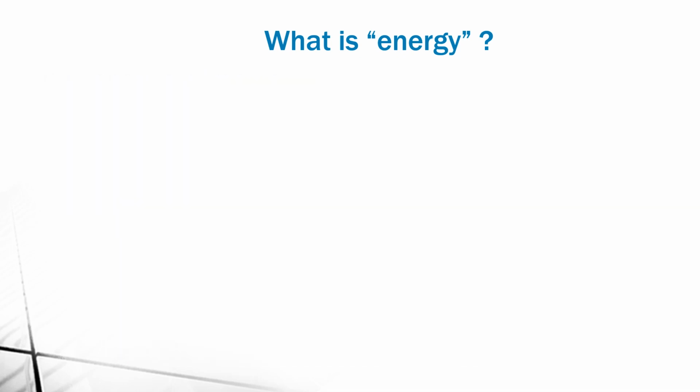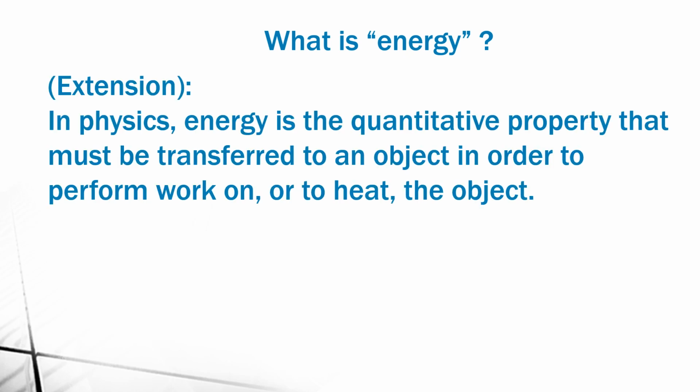When we come to scientists, what is meant by energy? Now, it's a very complicated explanation here. Of course, it's an extension, it's not required in Form 1 integrated science. What is meant by energy in physics? 物理學, physics, you have learned this term. Energy is a quantitative property that can be transferred to the object to perform work on or heat the object.